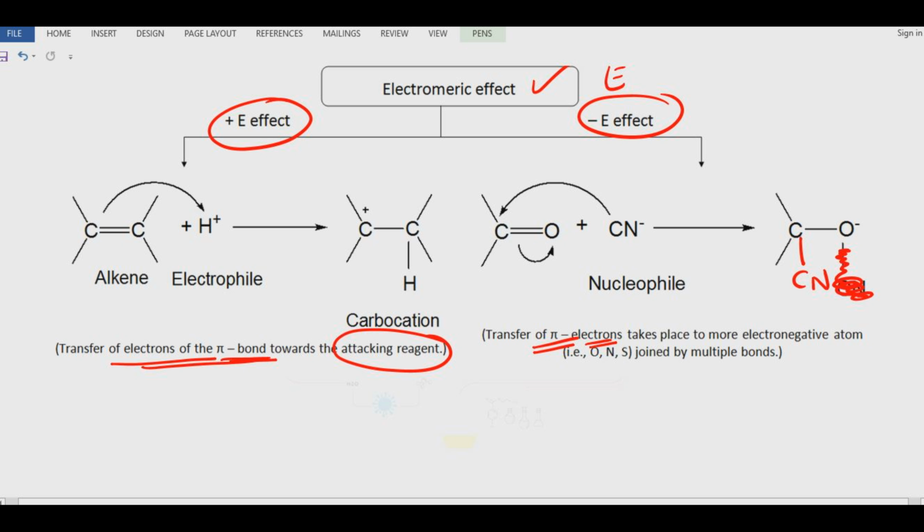Now see this example, the carbon-carbon double bond of an alkene. So there is a reagent. Electrophiles are positively charged. Whenever there are double bonds, it is electron rich, and H plus is electropositive, electron deficient. So the pi electrons are moving toward the attacking reagent. As a result, the pi bond breaks and one of the carbon atoms gets the positive charge. That means the pi electrons are moving toward that H plus atom.